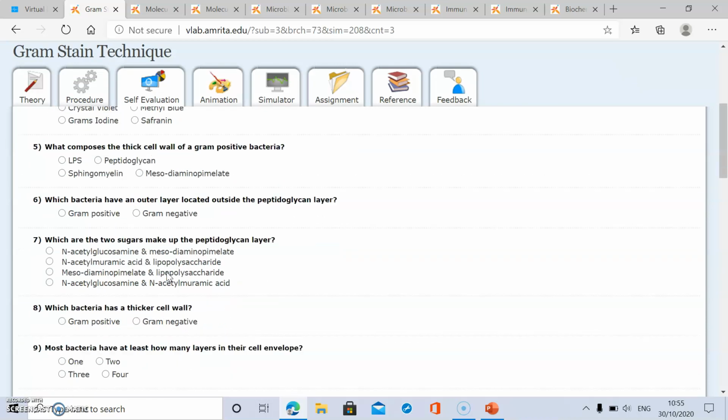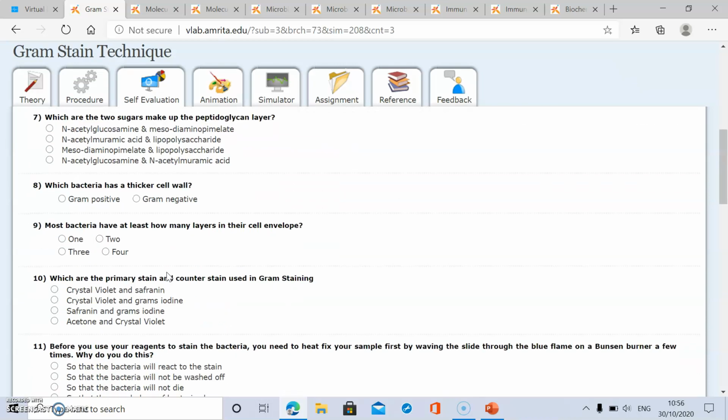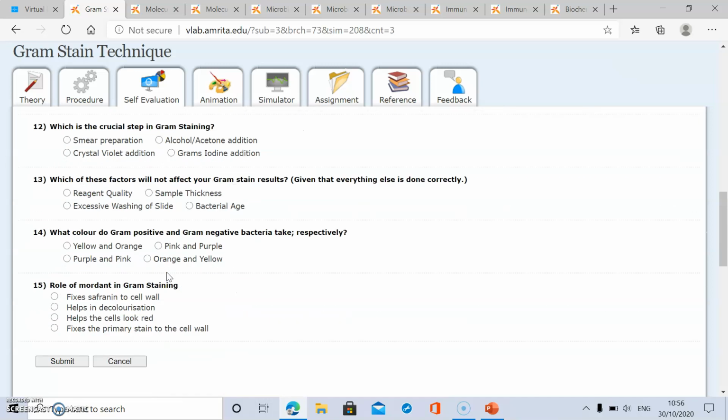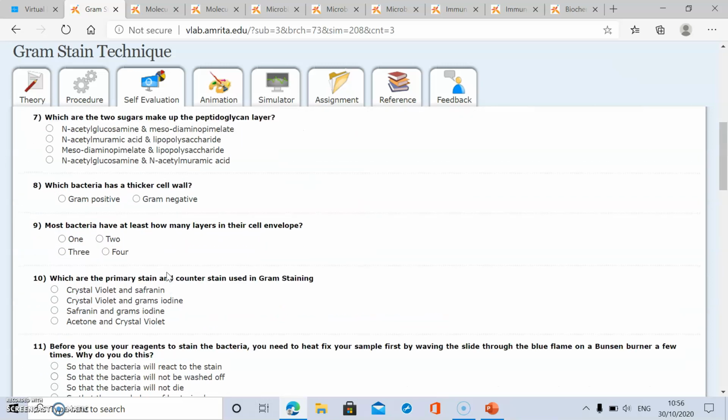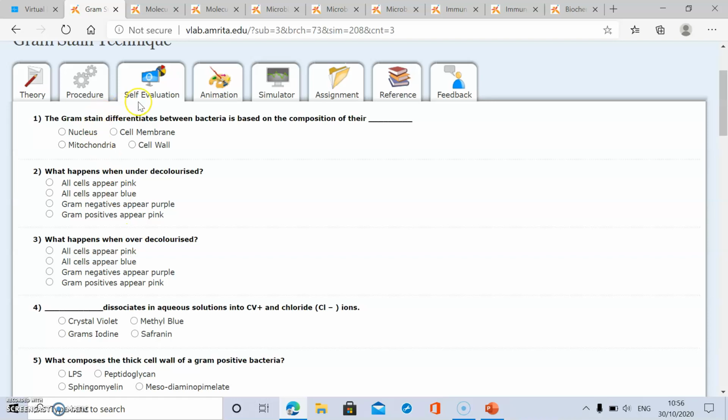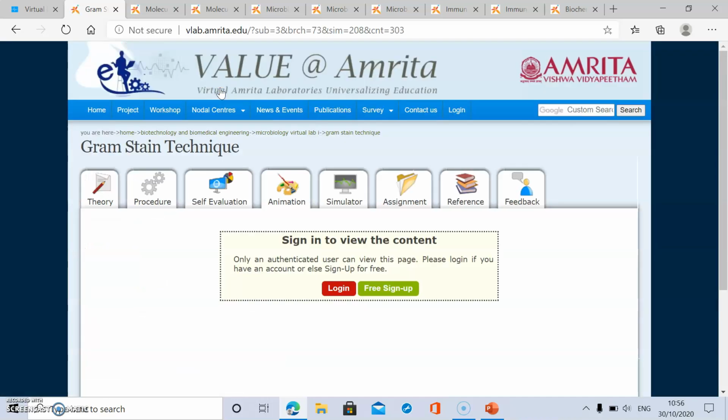These are the questions. The students can solve these questions and understand the experiment, and their concepts become clear. They can clear their concepts by solving these quiz type questions. MCQs are there, and they can also see the animations. For this, Adobe Flash Player must be downloaded and logged in.